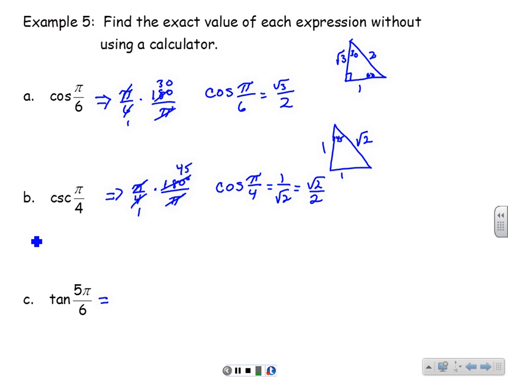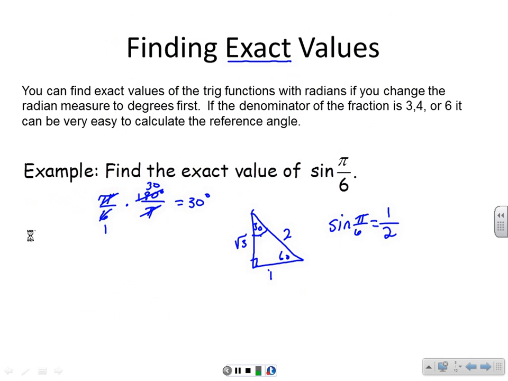Okay, 5 pi over 6. 5 pi over 6 carries us outside of quadrant 1. So let's see where that takes us. It ends in 6, so I think it's going to have a reference angle of 30. Again, that's the hint that I was telling you up here. If it has a denominator of 6, then it's going to have a reference angle of 30. 4 is going to have a reference angle of 45, and 3 is going to have a reference angle of 60.